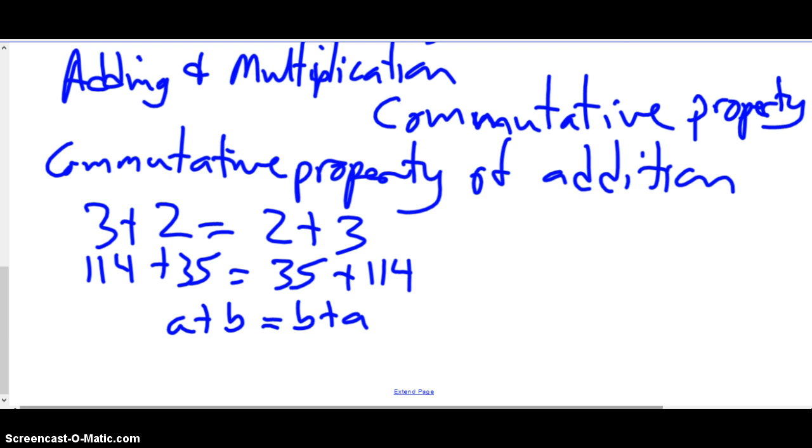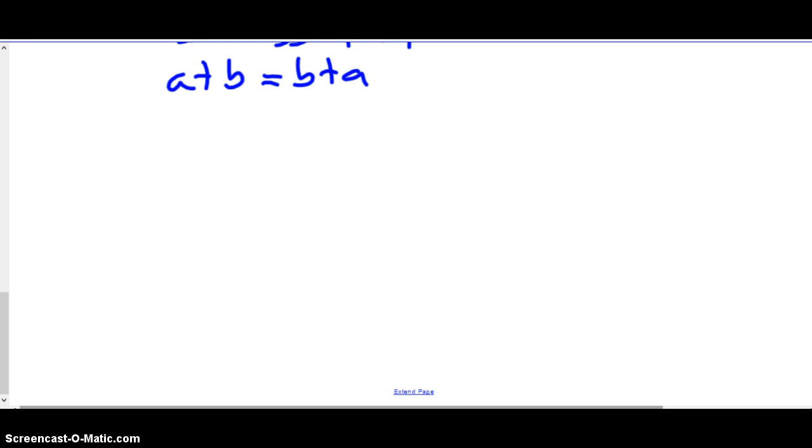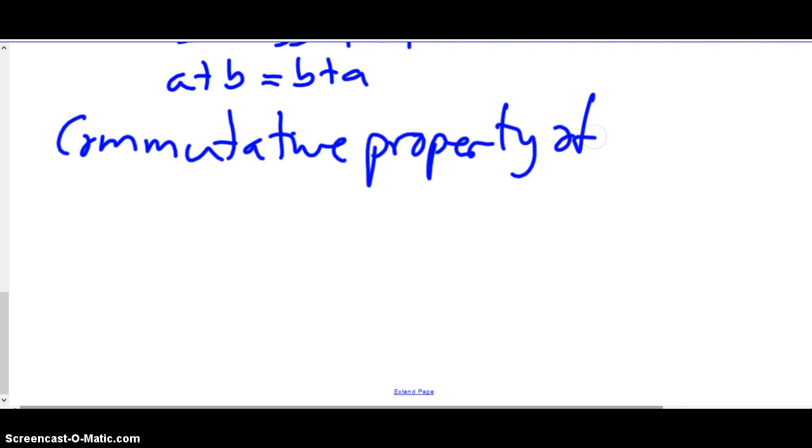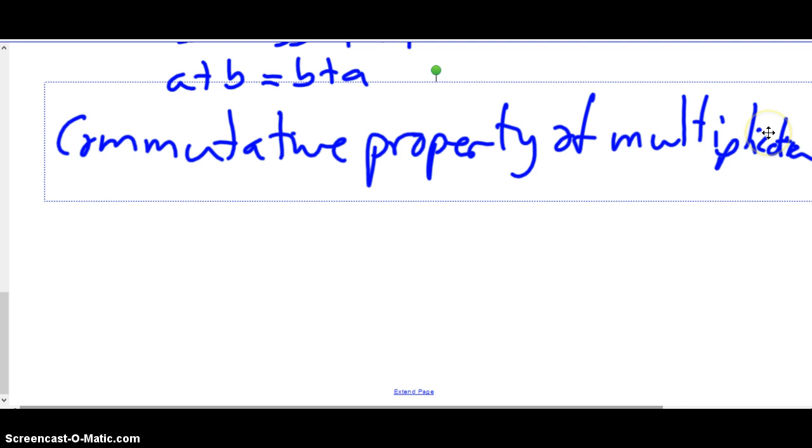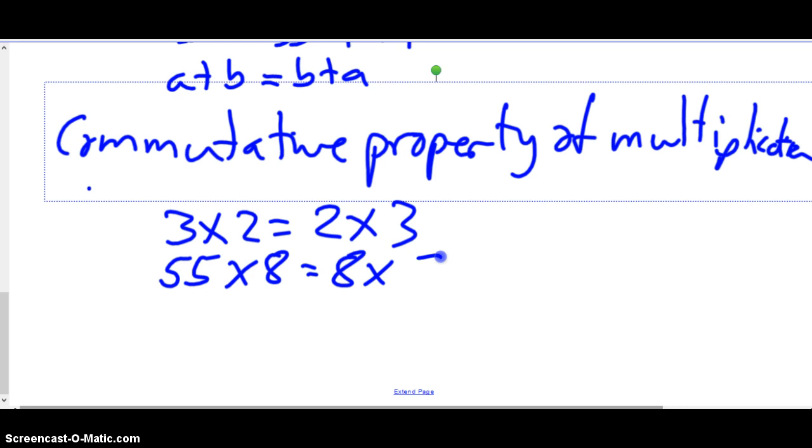Now, we can also make it commutative, as we discussed, for multiplication. So we got the commutative property of multiplication. Okay, which is, for example, 3 times 2 equals 2 times 3, or 55 times 8 equals 8 times 55. And once again, we can use variables to represent this. A times B equals B times A.